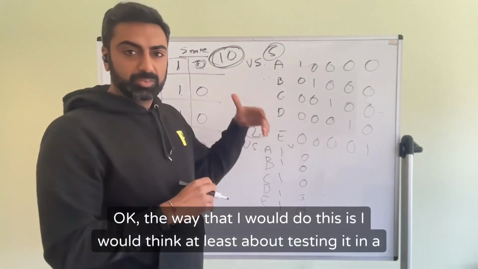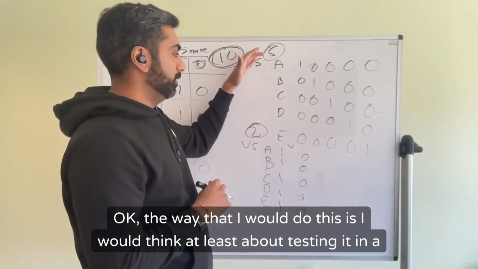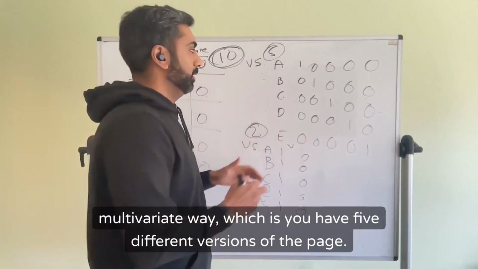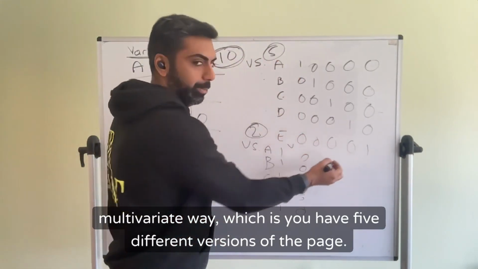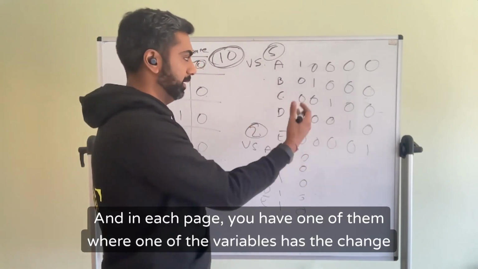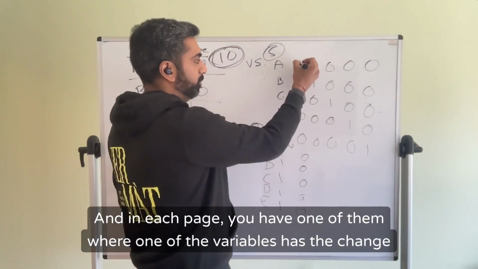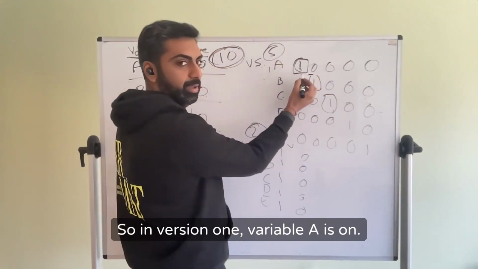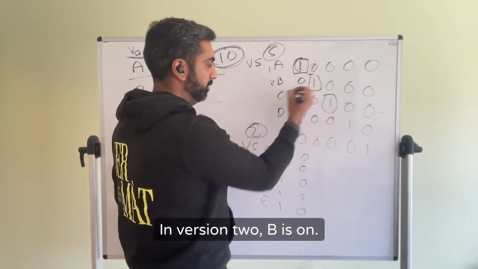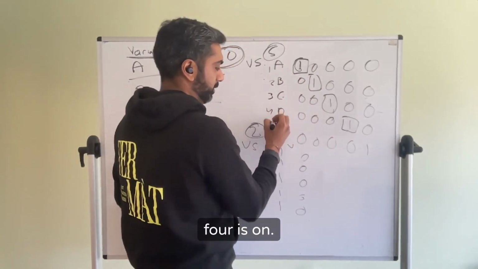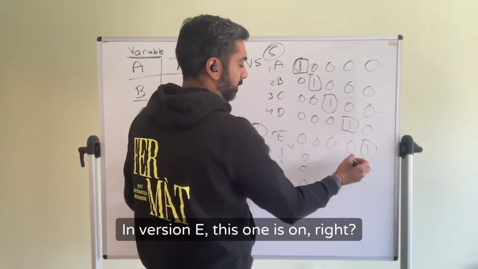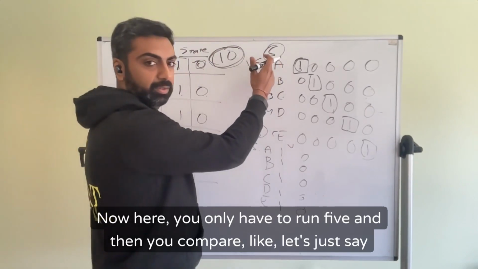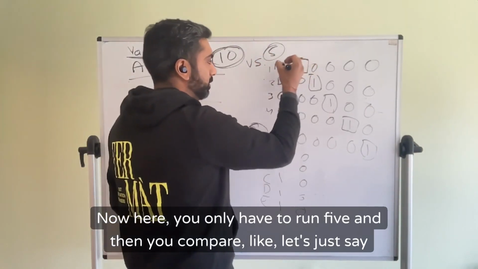Okay, the way that I would do this is I would think at least about testing it in a multivariate way, which is you have 5 different versions of the page, and in each page, you have one of them where one of the variables is the change made. So in version 1, variable A is on. In version 2, B is on. In version 3, C is on. In version 4, D is on. And then there's the 5th one where E is on. Now here you only have to run 5.